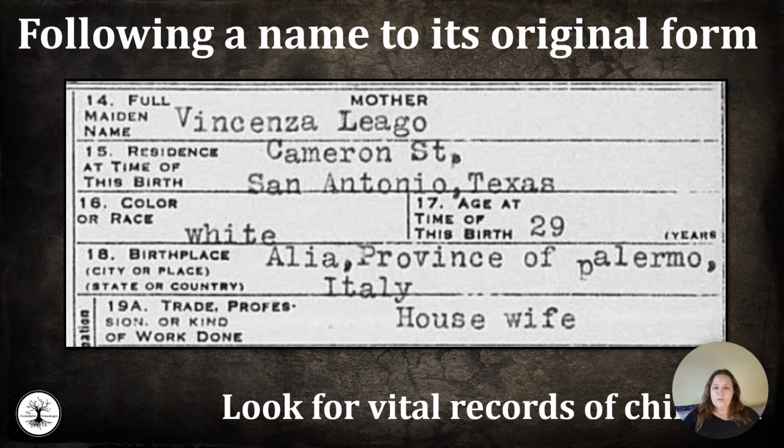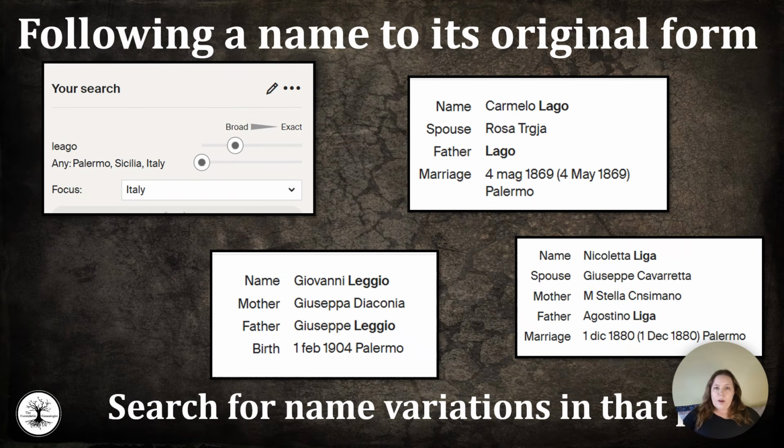So I wanted to follow this and see if I could find additional information based on this name and the location of Alia. Note on Ancestry, I just searched on the surname Leago and on Palermo. Soundex will pull in similar names, so it'll be sound-alike names, even if the spelling's a little bit different. It came out with Leggio, Lago, and Liga, but nobody had any birth or marriage records for Vincenza of the right age in the right place.